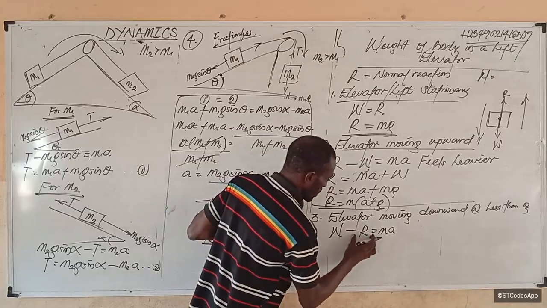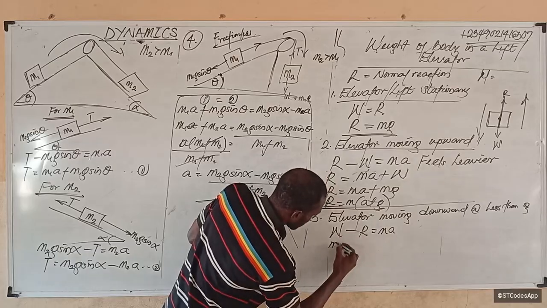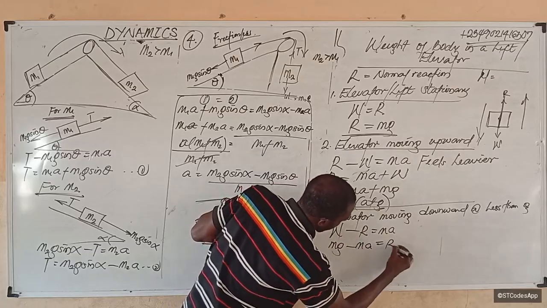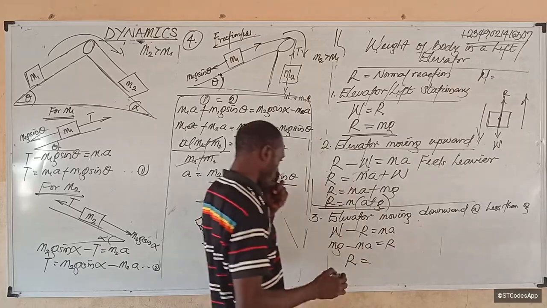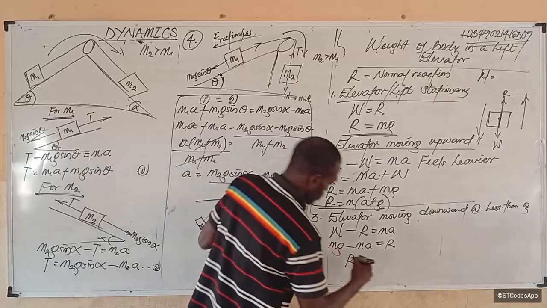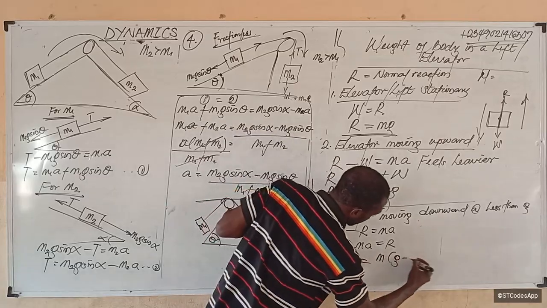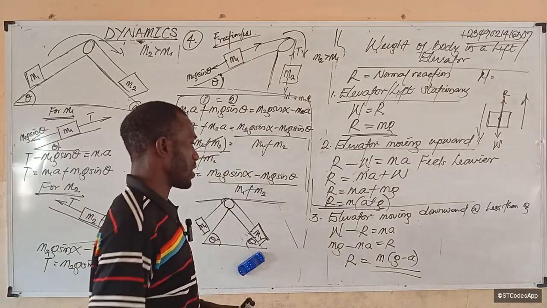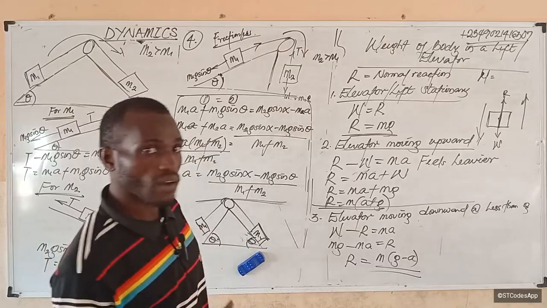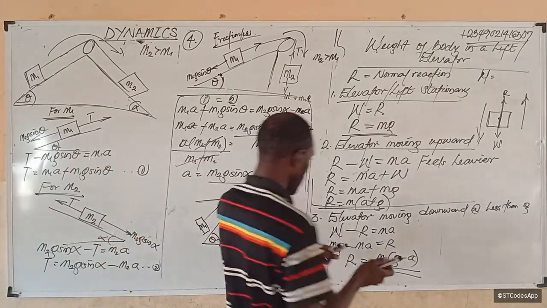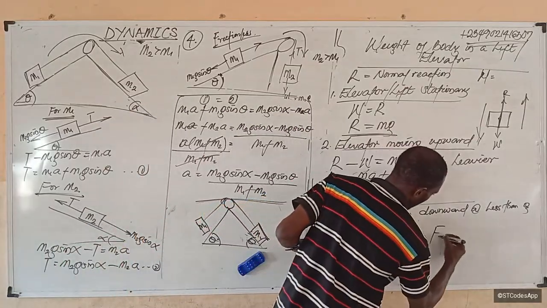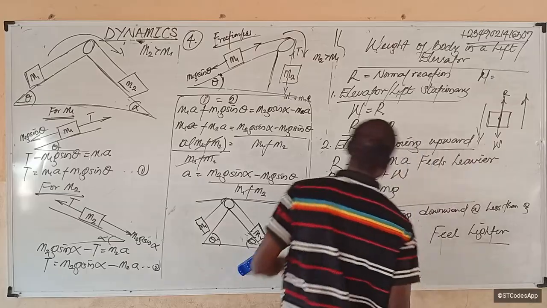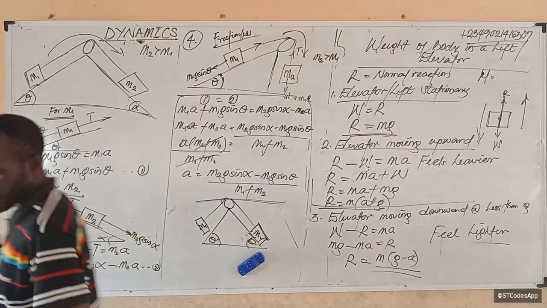So if that be the case, weight is mg minus ma equal to R. So the R that will be recorded by the spring balance will be equal to m into bracket g minus a. So that is the other formula. Then the fourth case. So what will happen here? The body, you in the elevator, you feel lighter. You feel lighter.